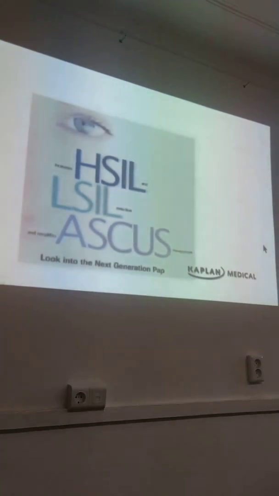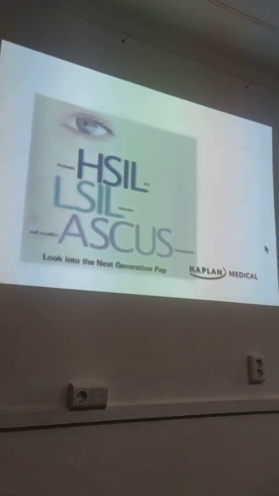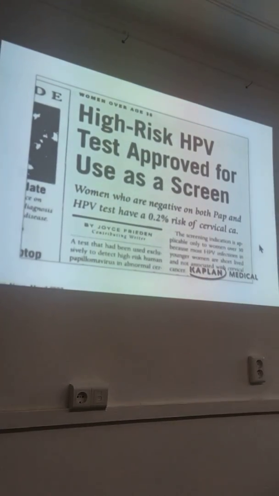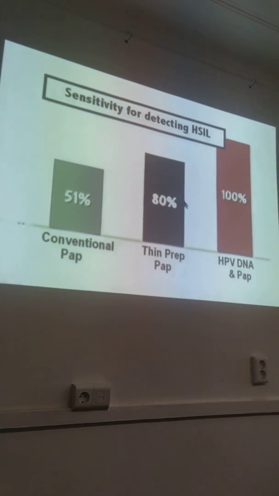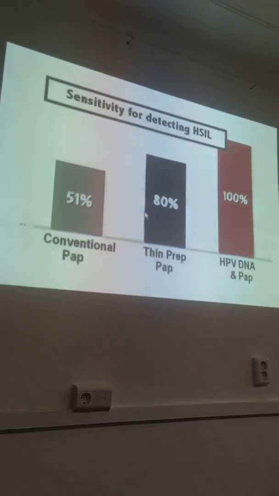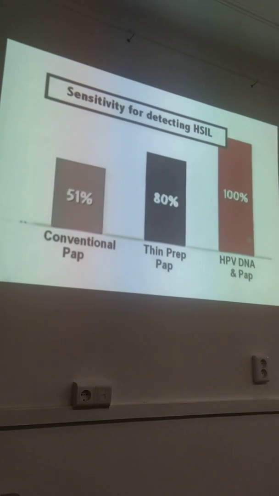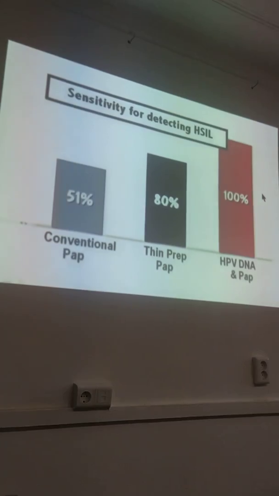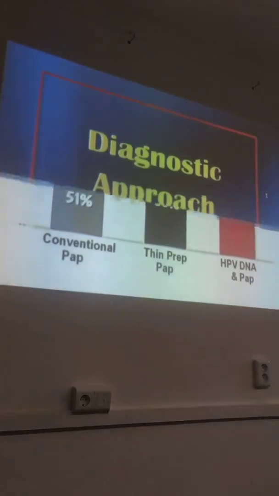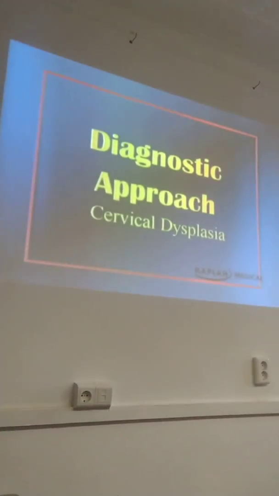Thin prep, liquid-based. And HPV testing can be very helpful in this situation. Notice the sensitivity for detecting HSIL. Conventional Pap smear 50%, liquid-based thin prep 80%, but if you do HPV DNA typing, 100%. Excellent. And we should be using this more. Okay, we finished talking about ASCUS and how we can decrease the rate of ASCUS by using the liquid-based Pap smears and HPV DNA typing.